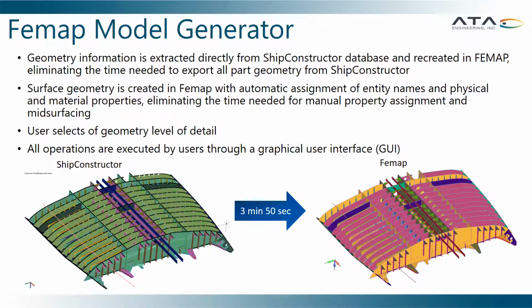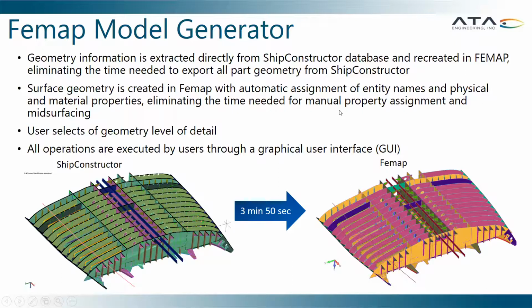And then we just repeat that process over and over again for all of the parts in the ShipConstructor database. And then still within the API, we can do all of the surface intersection that's necessary. We attempt to extend surfaces where possible. We can also automatically assign entity names and physical and material properties, which eliminates the time needed to set that stuff up manually. So you end up saving a significant amount of time, and you basically get 90% of the way to being ready to mesh your model in about 4 minutes for the example I'm showing here.